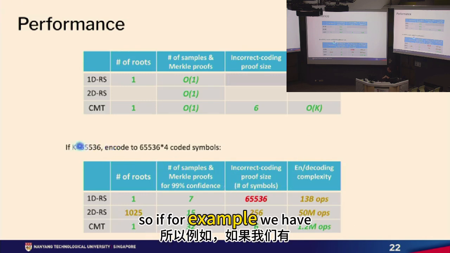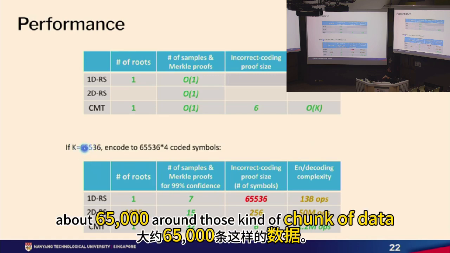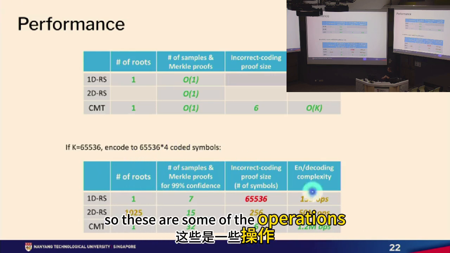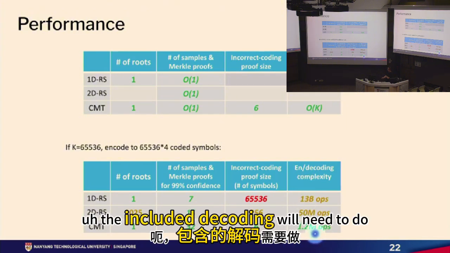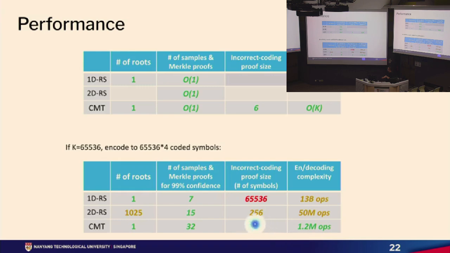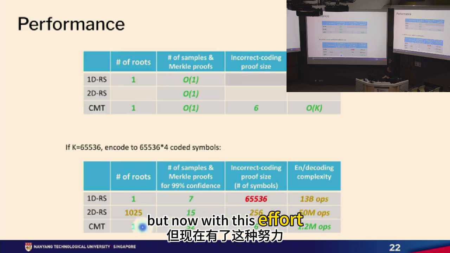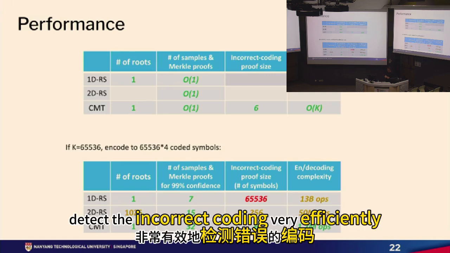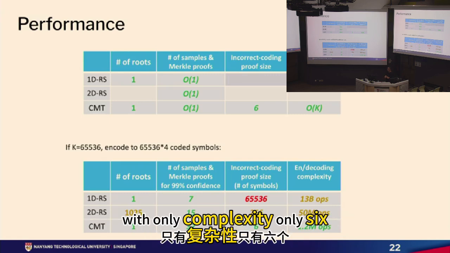So if, for example, we have around 65,000 chunks of data, and we do this kind of encoding and decoding, these are some of the operations the encoding and decoding will need to do. Think about this. It's 1.2 million operations in order to do this encoding and decoding. And that's what I was talking about, the complexity in the real blockchain. But now with this effort, at least we are able to detect the incorrect coding very efficiently, with complexity of only 6.